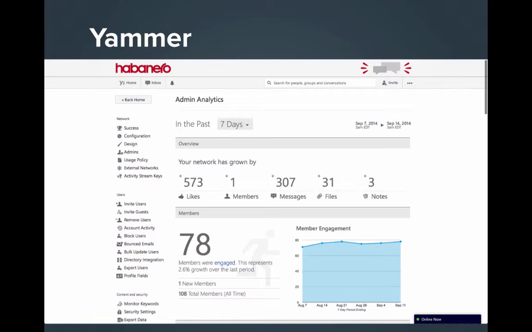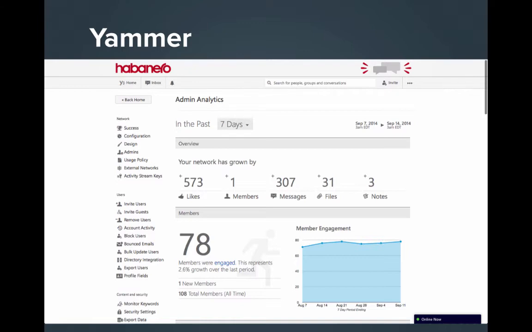It has some information about, from the past 7 days or the past 28 days, how the network has grown. So you can see there's some likes, there's members being added, how many more messages there are. So there's some basic stuff in there. They also try to roll up this concept of engagement. So 78 members there were engaged. And the way Yammer defines it, it's all about having a deliberate action. So if somebody likes something, if they post something, if they share something, that all rolls up into that engagement measure. However, there are some limitations here.